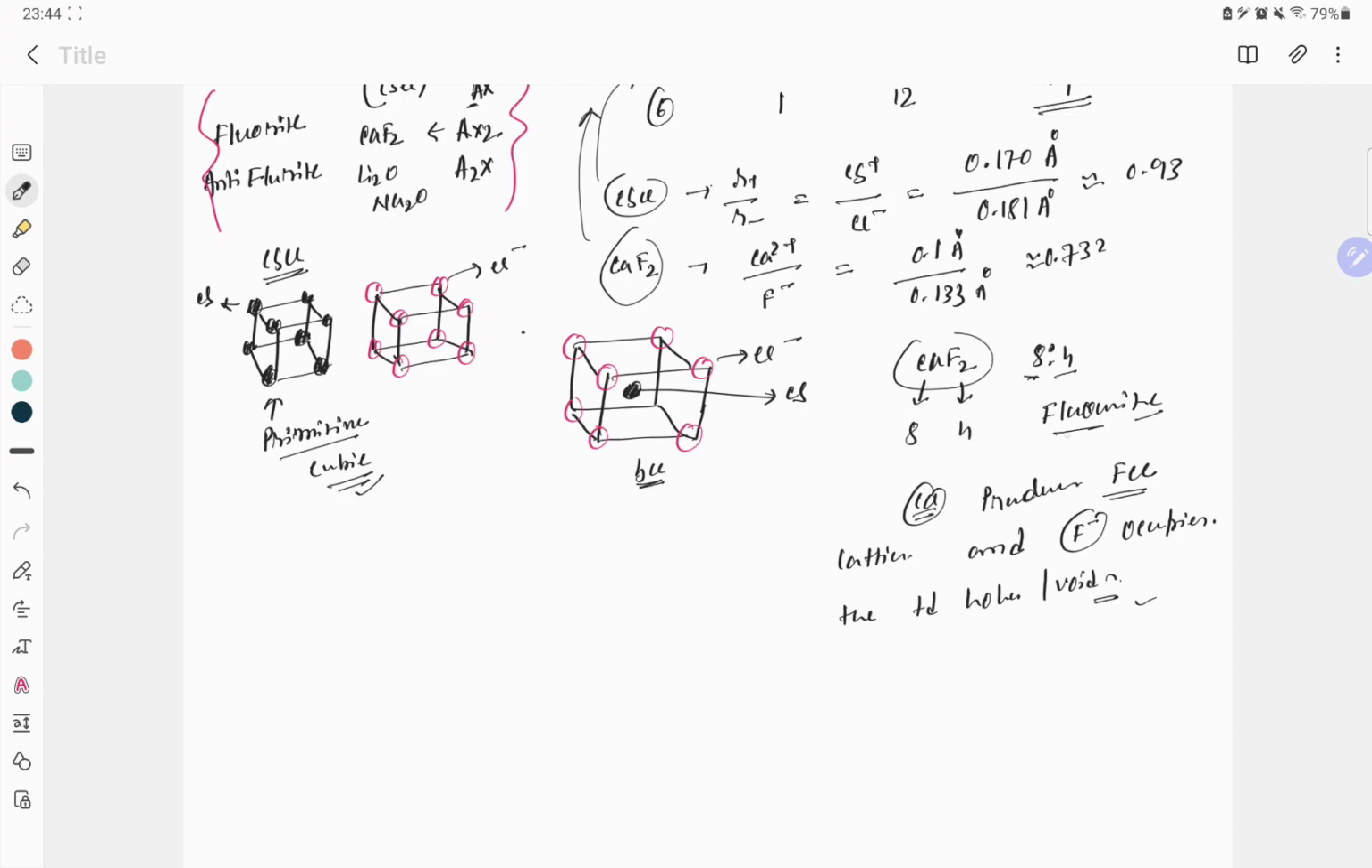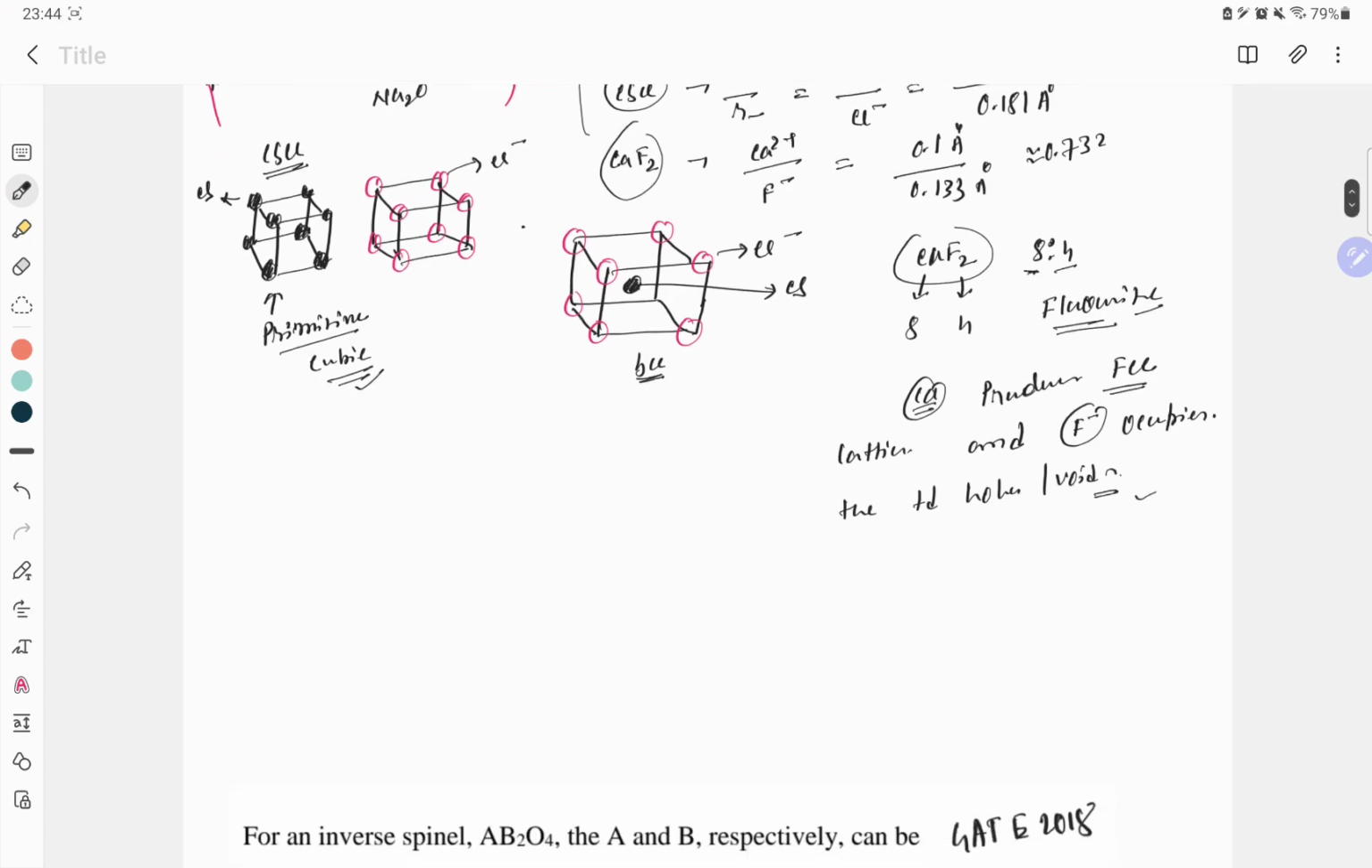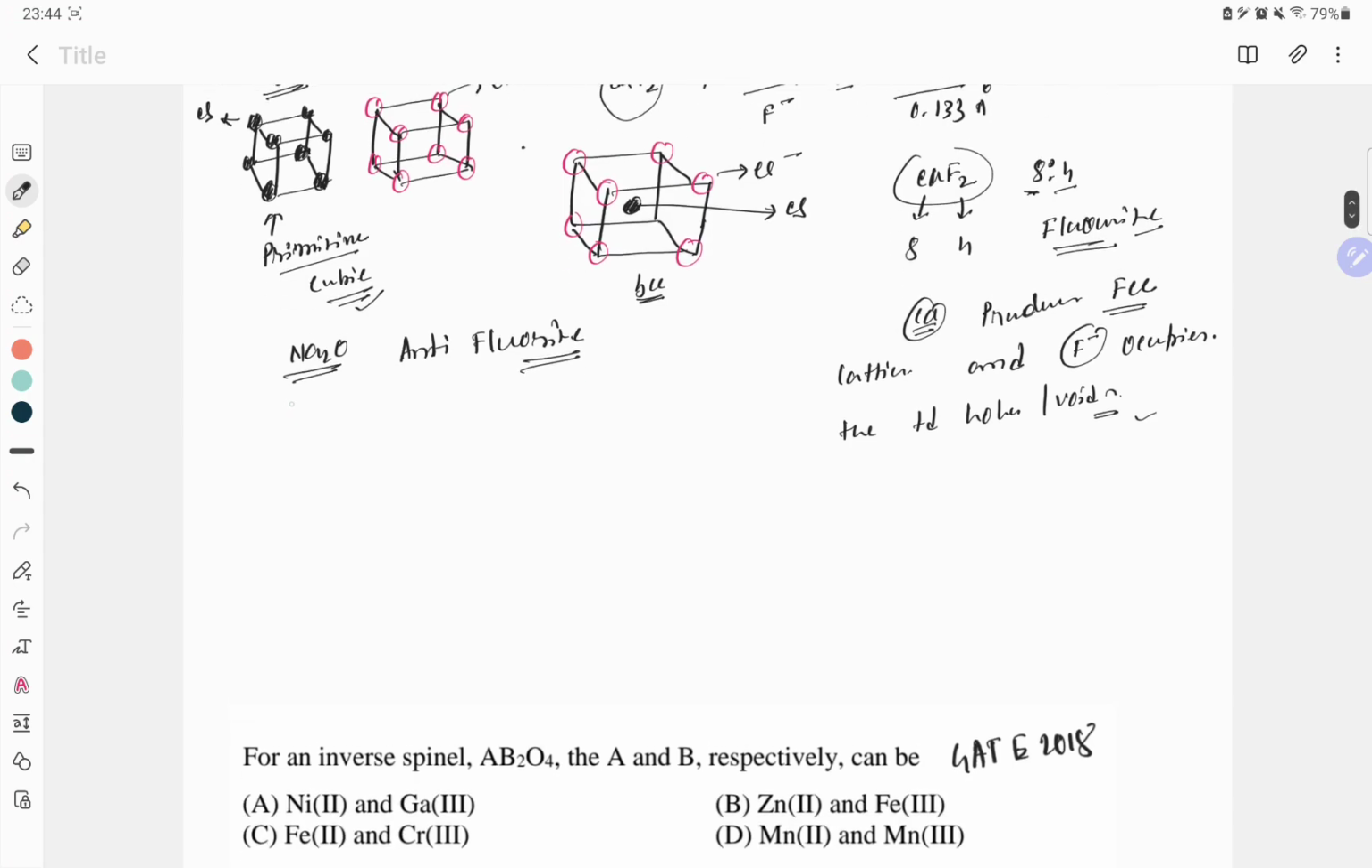What is then anti-fluoride structure? Anti-fluoride is exactly opposite of this one. Anti-fluoride means Na2O, anti-fluoride, okay. Anti-fluoride coordination number is 4:8, means cation has coordination number of 4 and anion has coordination number of 8.